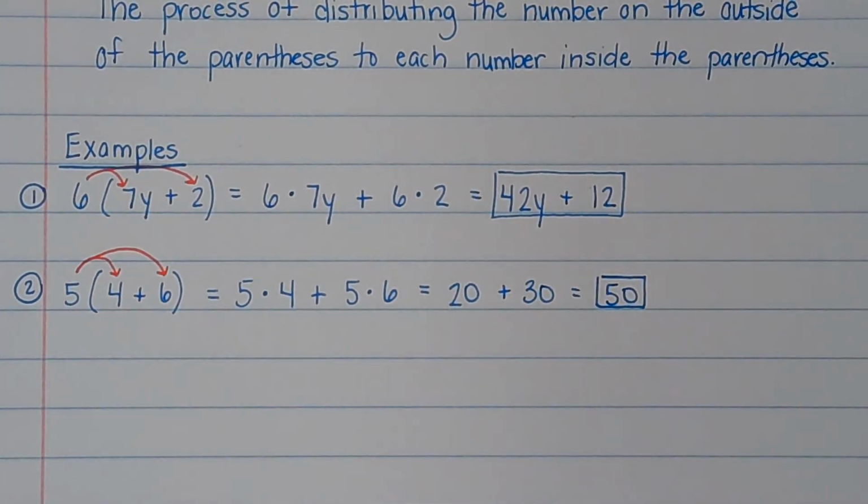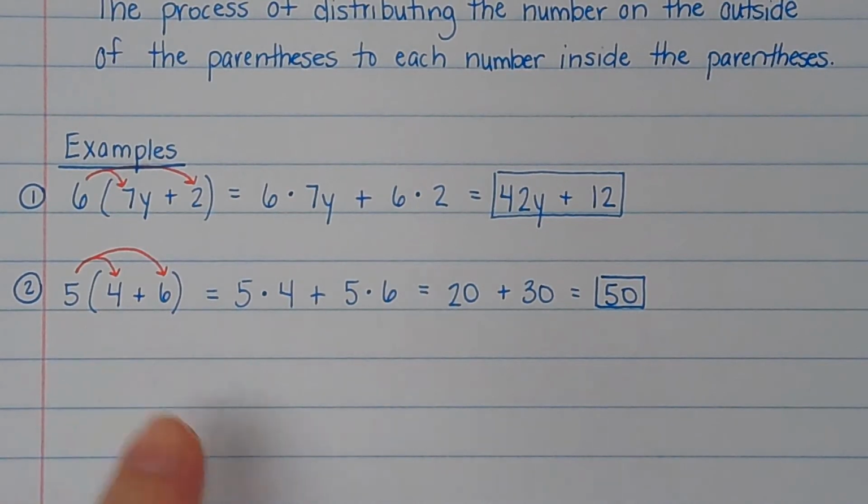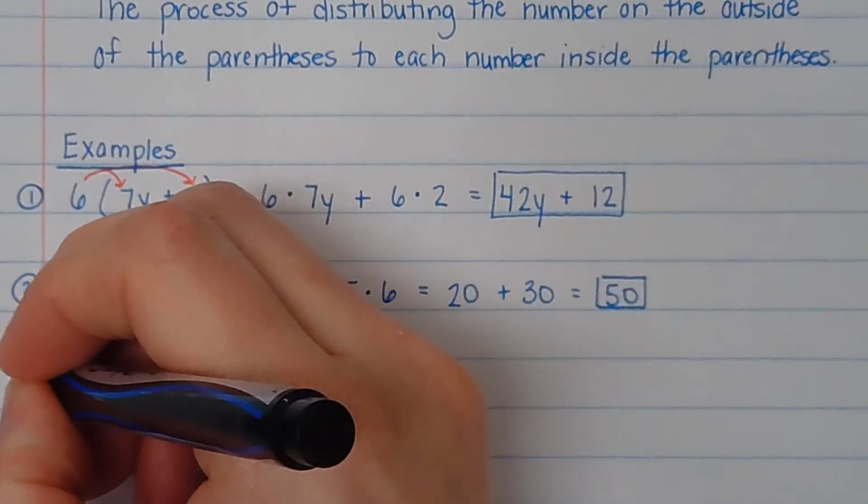Remember when we did it the order of operations way, we still got 50 as well. So either way you do it, you get the same answer. But I want you to practice with the distributive property, so I want you to do it the distributive property way. I know that some people don't want to because it takes extra time and it's annoying, but it's really helpful to draw these arrows. That way you don't forget that you have to do every number that's inside those parentheses. All right, let's try another one.